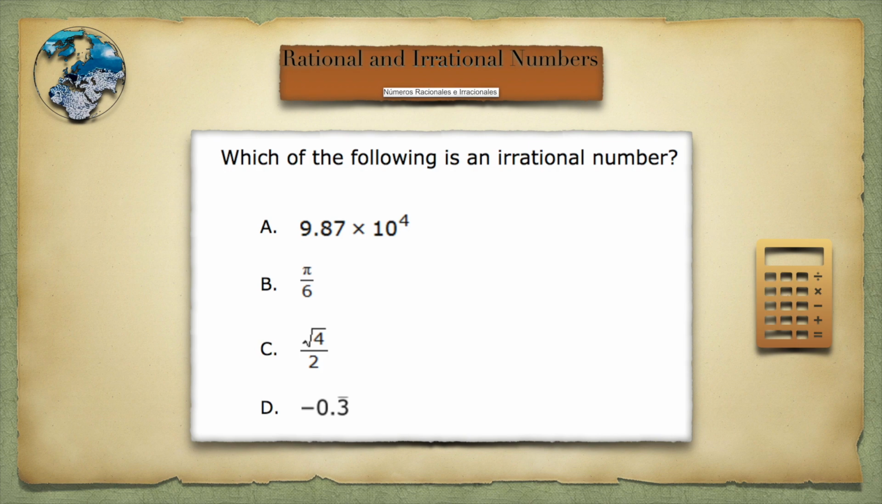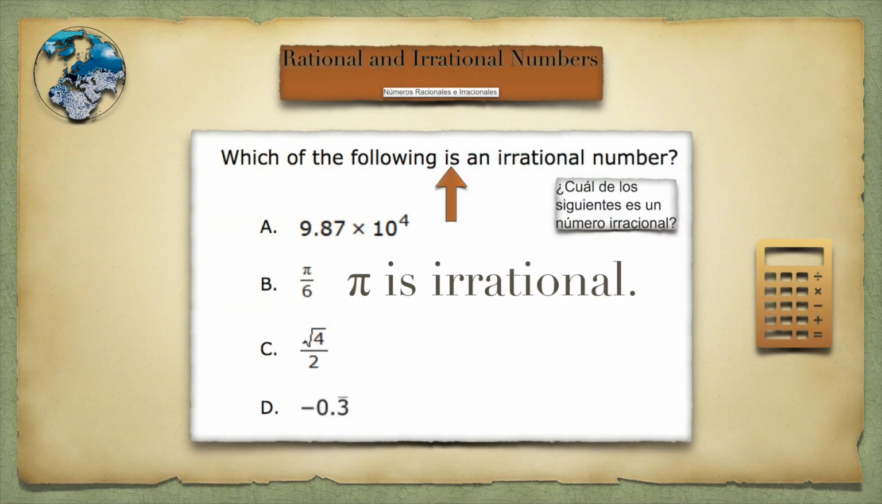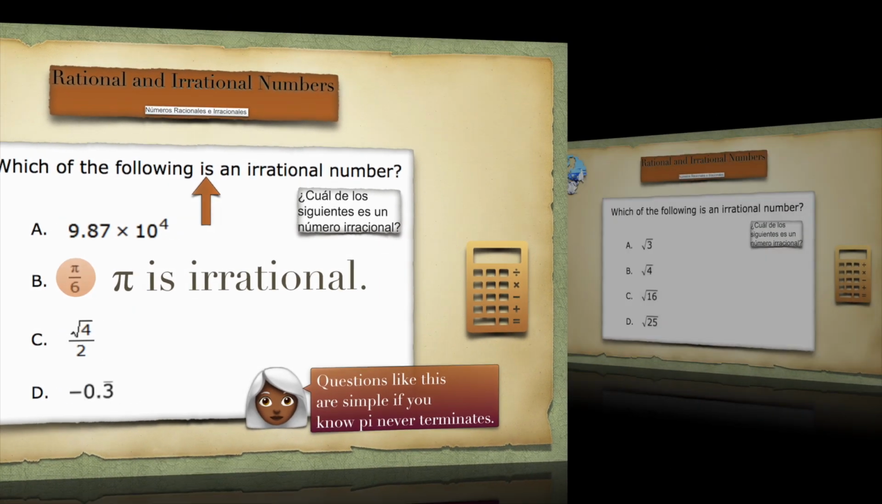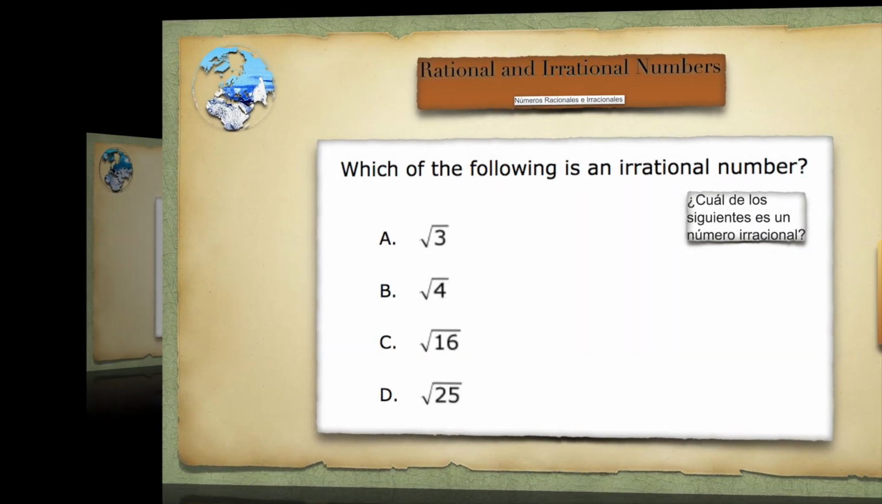Here we're looking for one irrational number. Again, we know that pi is irrational, and that should make this a very simple one. The rest of them either terminate or repeat, so they're all rational numbers. So knowing that pi is irrational really helps with this skill.